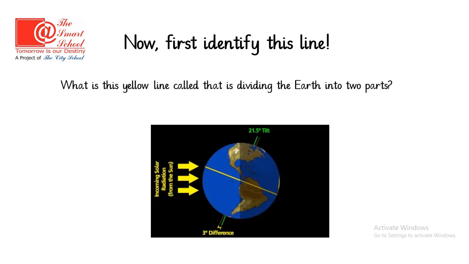Now first identify this line. You can see this yellow line here. What is it called? It is dividing the earth into 2 halves. This is the northern half and this is the southern half. Yes, this line is called the equator.